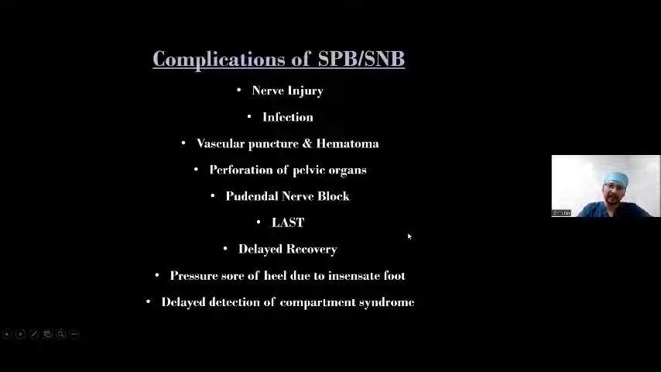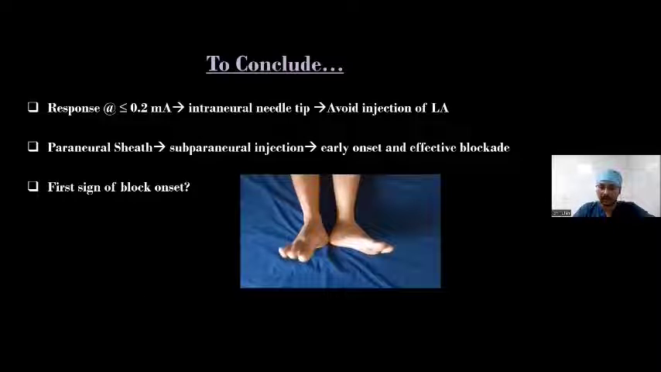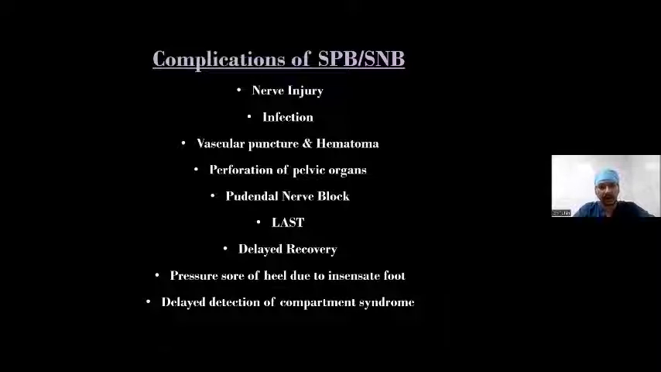Coming to the complications, nerve injury can happen either from direct needle trauma or injection of local anesthetic with adrenaline, and infections. Proper aseptic technique can be used to avoid infection. Vascular puncture and hematoma can happen, as you can see. The proximal sciatic nerve, either at the level of the sacral plexus or at the subgluteal level, everywhere is associated with a lot of blood vessels. Perforation of the pelvic organs can occur, and when you go beyond 2 centimeter, pudendal nerve block can happen.